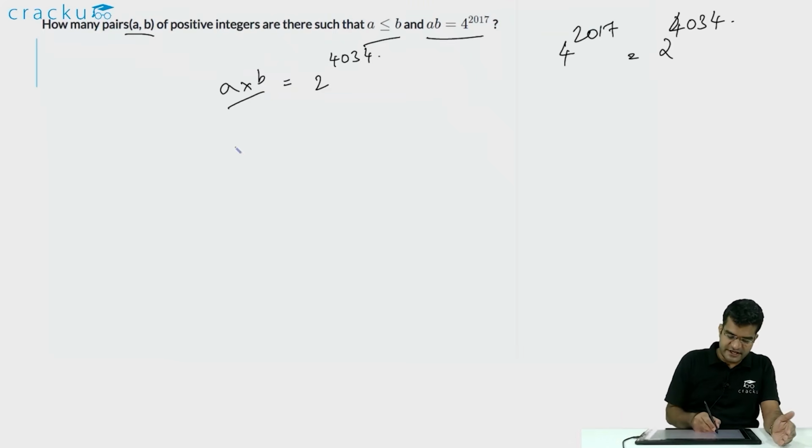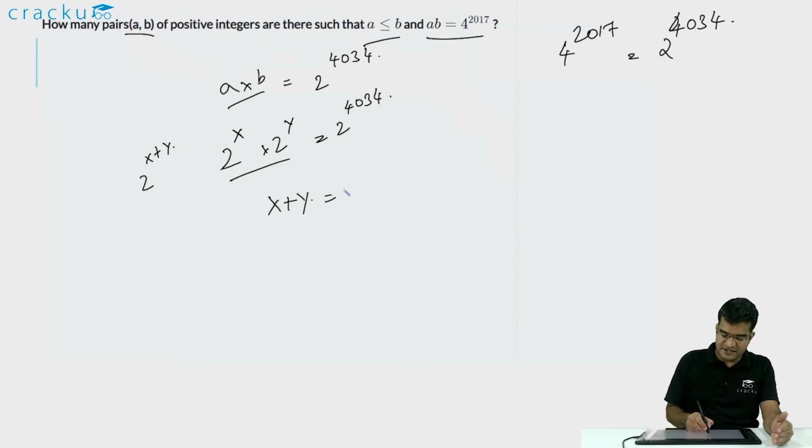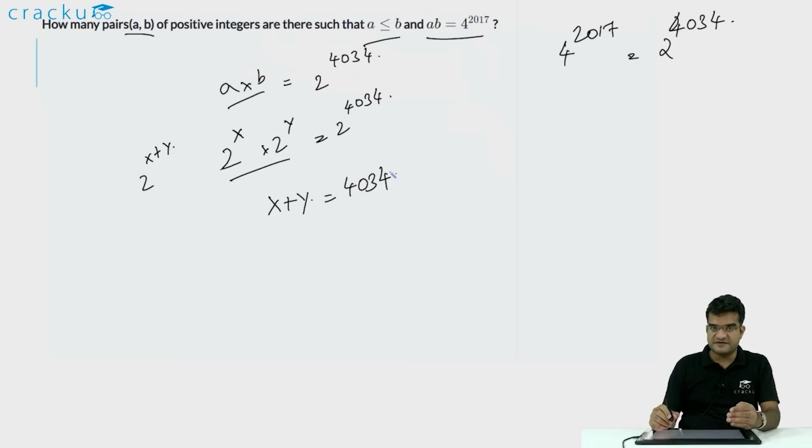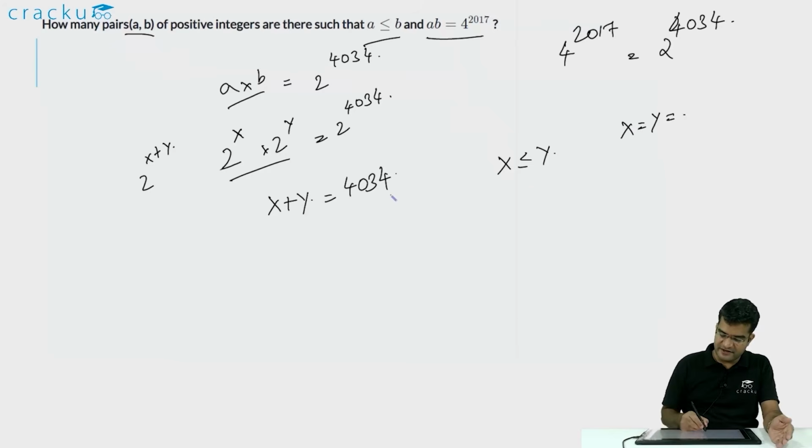So let us assume that a is equal to 2 to the power x and b is equal to 2 to the power y. So this equals 2 to the power 4034, or essentially x plus y, because 2 to the power x into 2 to the power y is equal to 2 to the power x plus y. So x plus y is equal to 4034. We are required to find out the number of solutions for this such that x is less than or equal to y. We know that the only solution where x is actually equal to y will be if x is equal to y is equal to 2017.